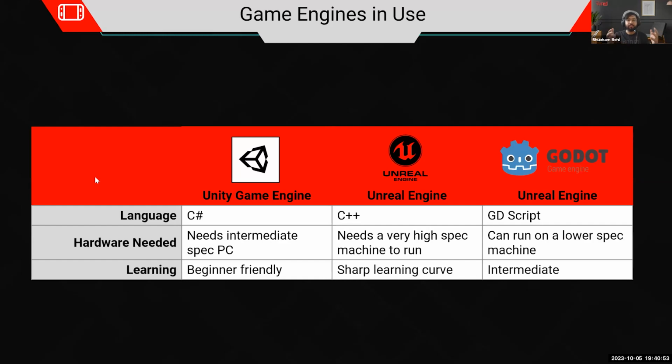Unreal is best if you want to build some AAA title or very high fidelity 3D games. Unity is best for mobile development and essentially 2D games. Even some 3D games it can pull off very well, right? So it just depends on what your requirement is, and then you choose it.